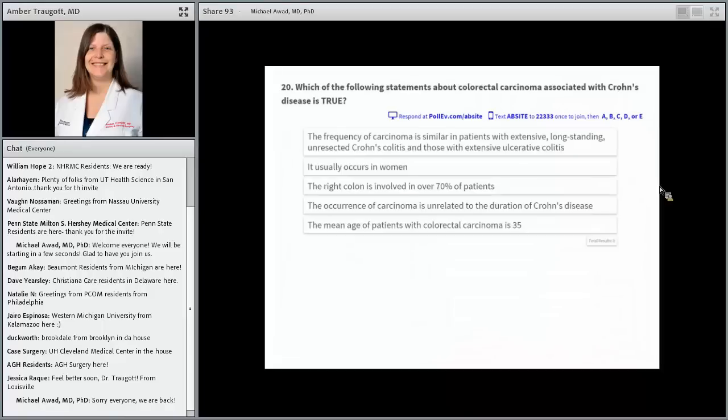All right, and our final question in the colon anorectal section is, which of the following statements about colorectal carcinoma associated with Crohn's disease is true? A. Frequency of carcinoma is similar in patients with extensive long-standing unresected Crohn's colitis and those with extensive ulcerative colitis. B. It usually occurs in women. C. The right colon is involved in over 70% of patients. D. The occurrence of carcinoma is unrelated to the duration of Crohn's disease. And E. The mean age of patients with colorectal carcinoma is 35.